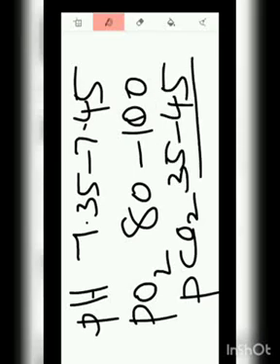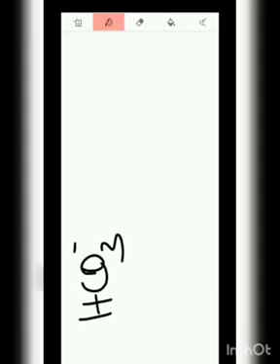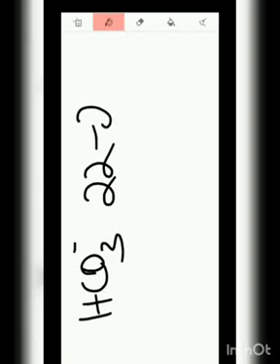See the relation between the pH and PaCO2 value. In pH there is a 35, there is a 45; in PaCO2 also there is 35 and 45. Try to understand the similarities between the pH and PaCO2. Let's see the normal value of bicarbonate, HCO3 minus. It is 22 to 26 milliequivalent per liter.